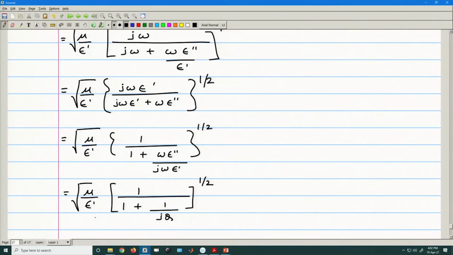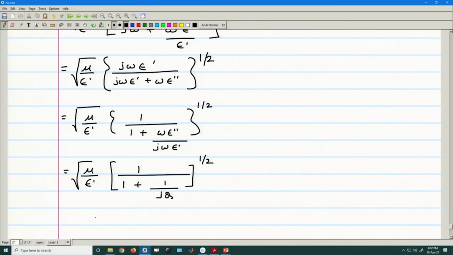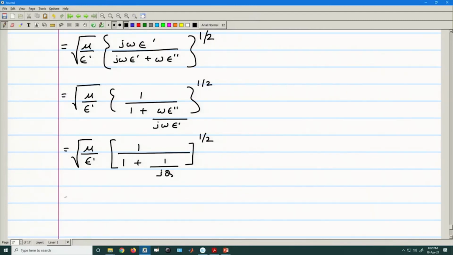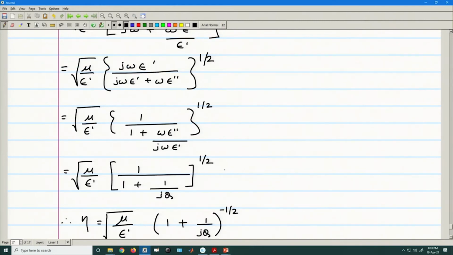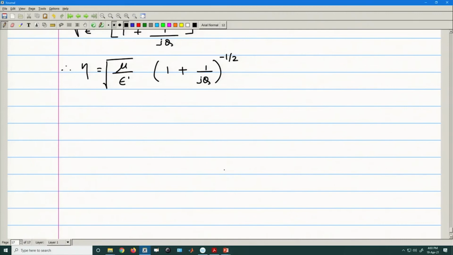Therefore we get eta as mu upon epsilon prime, square root of this, and this we can write as 1 plus 1 by jq raised to the power of minus half. We just made it as raised to the power minus half. Okay. So now this will again be expanding.